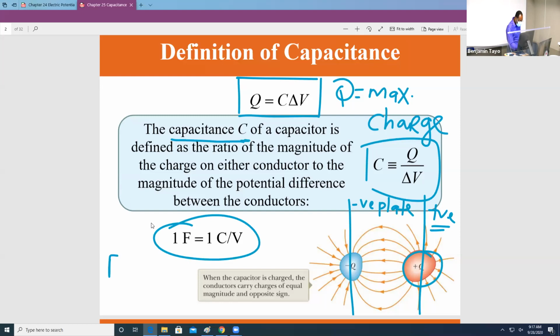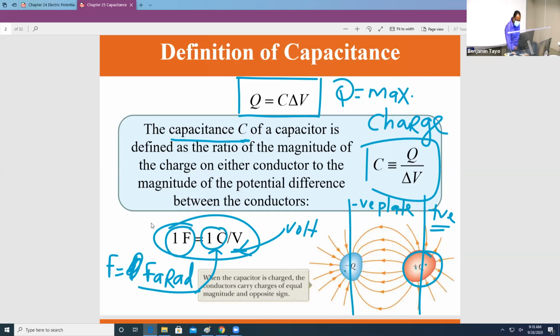So F is called the farad. That's the unit that we use to express it. Think about 1 farad simply means that every 1 volt is going to generate a total of 1 coulomb of charge on each of these plates. So that's what it means.